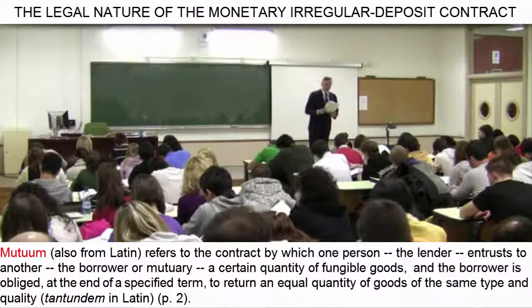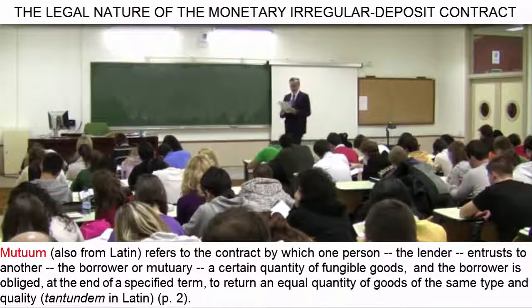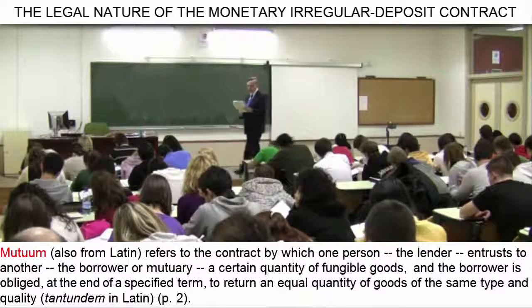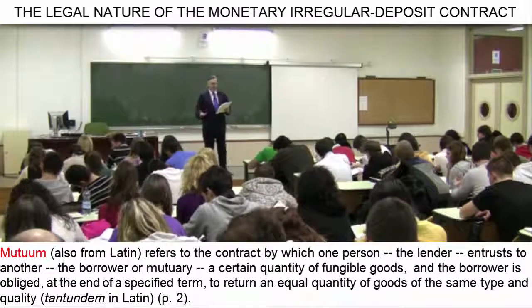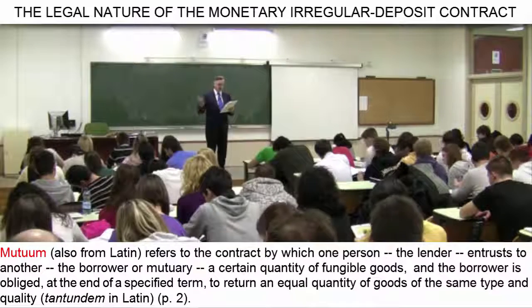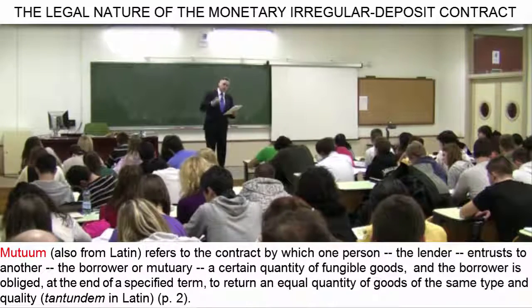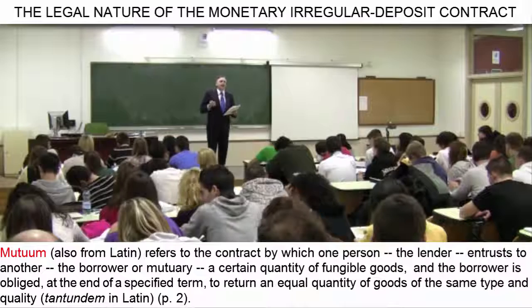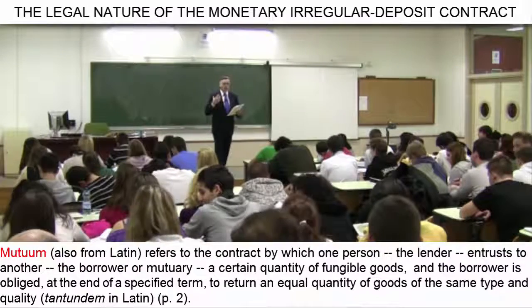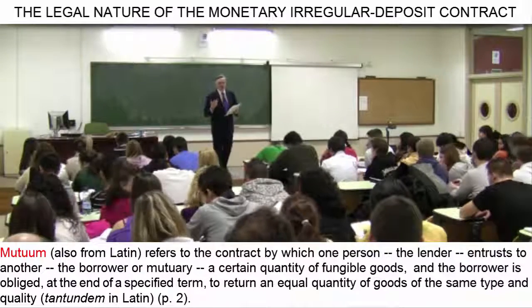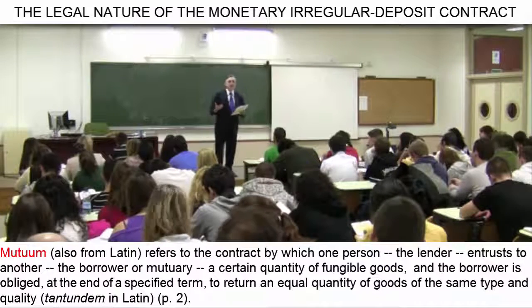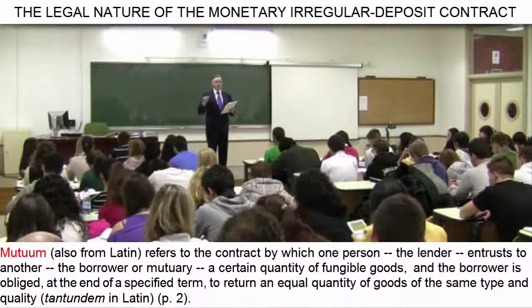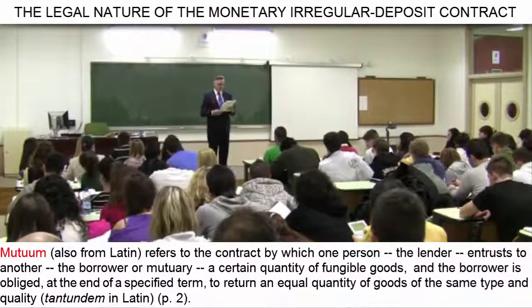Therefore, a mutuum is a loan in which one person, the lender, hands over to another, the borrower or mutuary, a certain quantity of fungible goods. The borrower may use them and is obliged at the end of a specified term to return an equal quantity of goods of the same type and quality, which we call the tantundum, but he or she is not required to return the specific items lent.